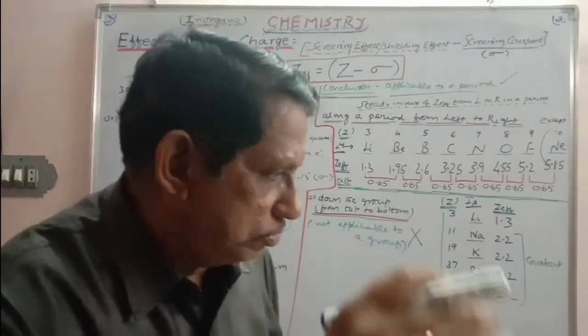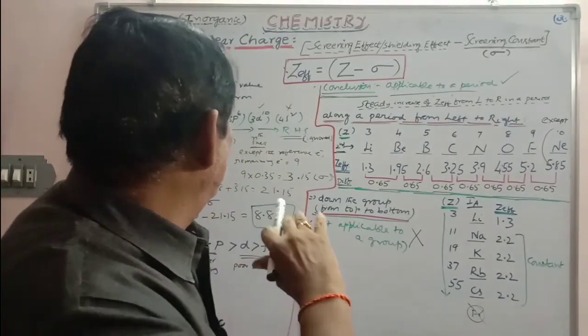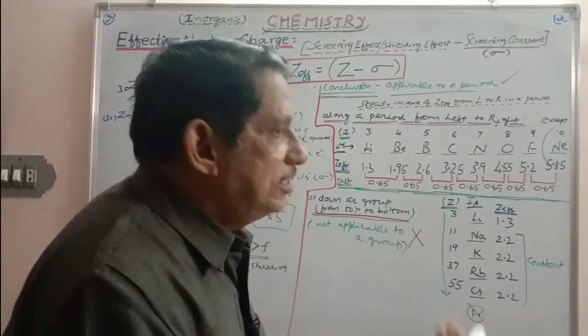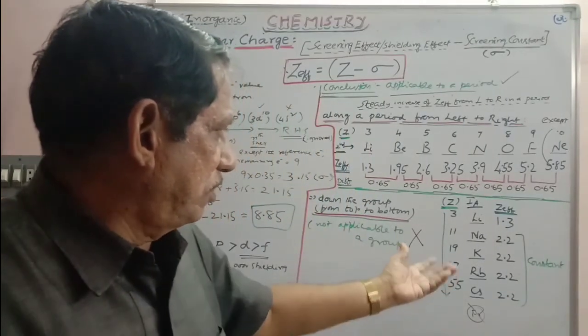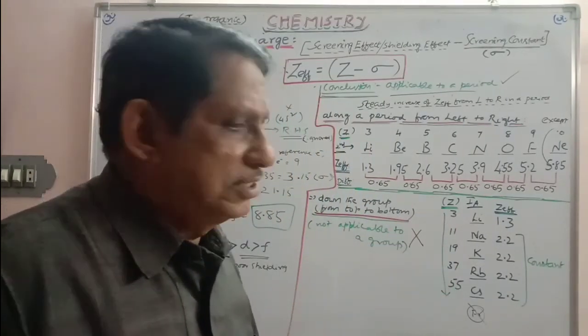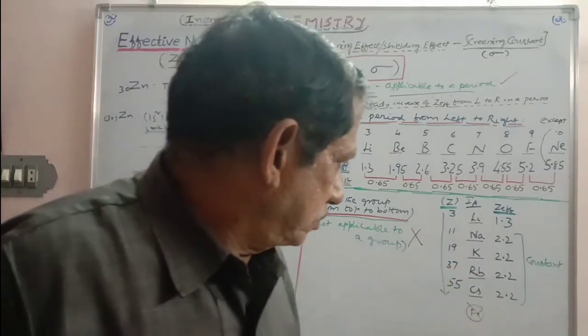Okay, this is all about effective nuclear charge, screening constant and Slater's rules. I hope that you all follow the subject clearly. Take these notes.